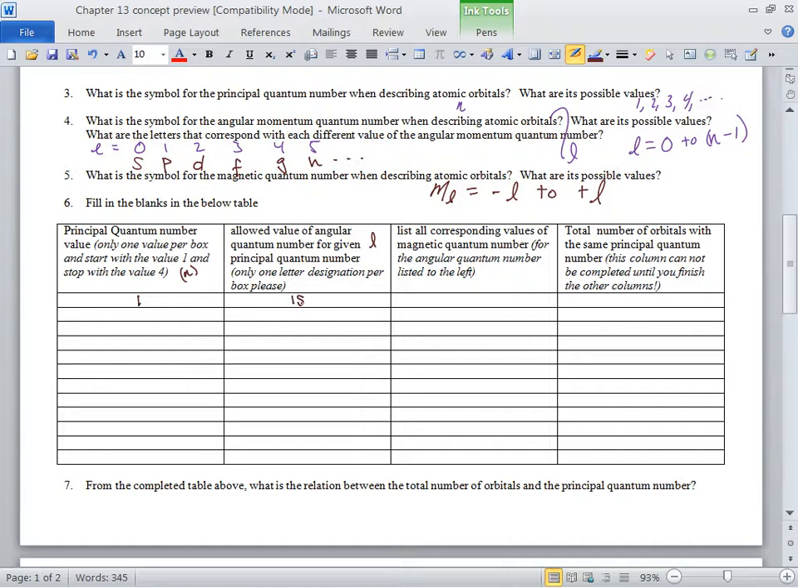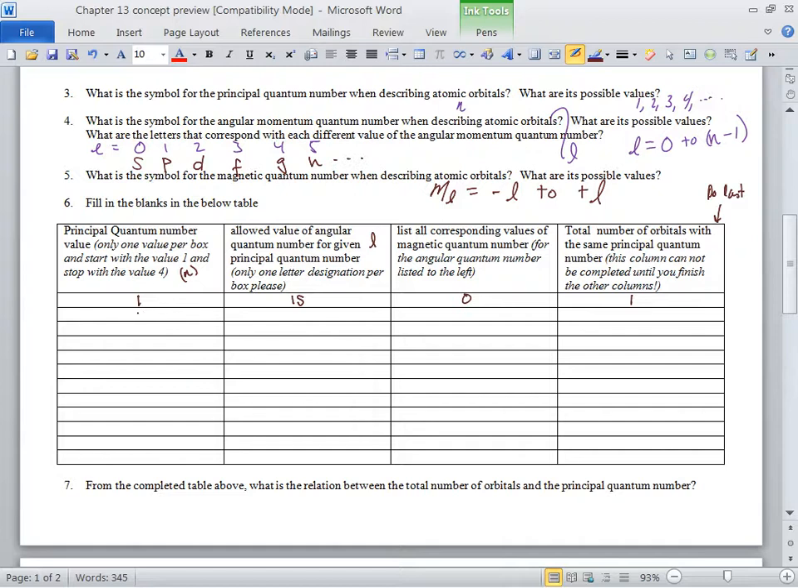List all the corresponding values of the magnetic quantum number. Yeah, just 0, because it goes from negative L to positive L, right? Total number of orbitals. Yeah, just 1. So we'll do this column last. It says it can't be completed until you do all the other columns. Let's just get you started on this. So now n is 1, we're done, right? Because L can't be anything else.